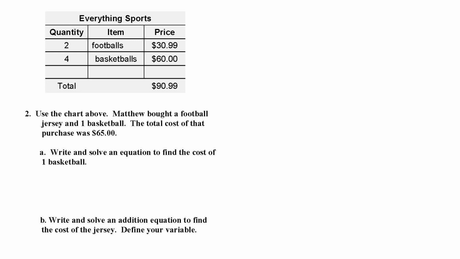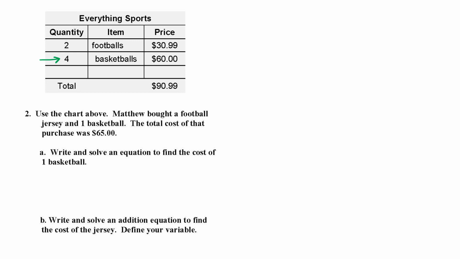Question number 2. Use the chart above. Matthew bought a football jersey and one basketball. The total cost of that purchase was $65. Write and solve an equation to find the cost of one basketball. All right, so here we have basketballs. We know that 4 basketballs equals $60.